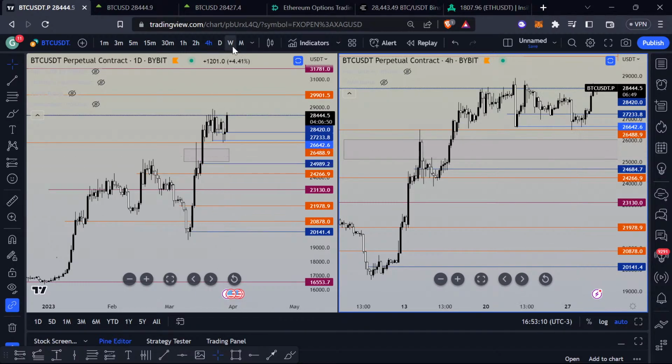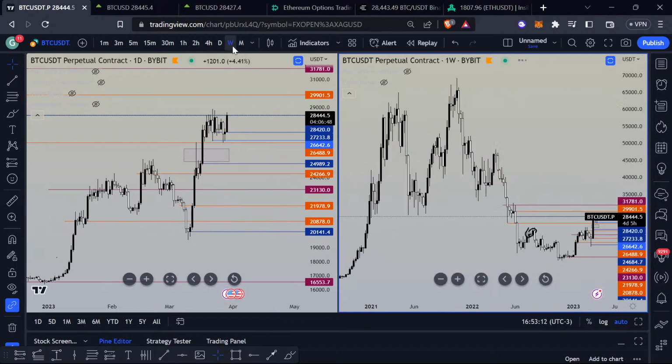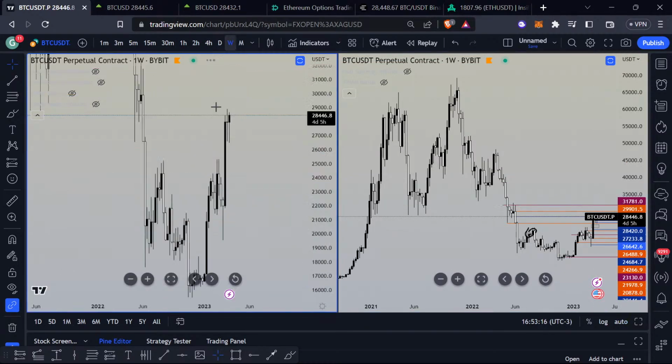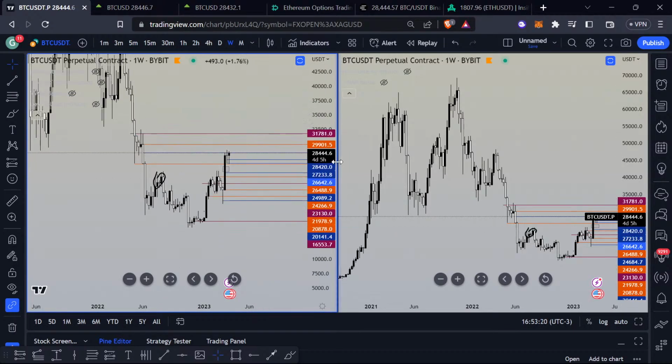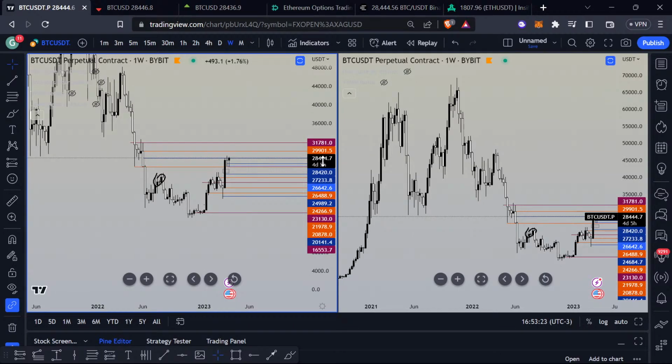So in this case, I also do the same process as with the pivots. I go to a weekly chart and try to create the bias. Like, are we in a weekly trend for the moment?